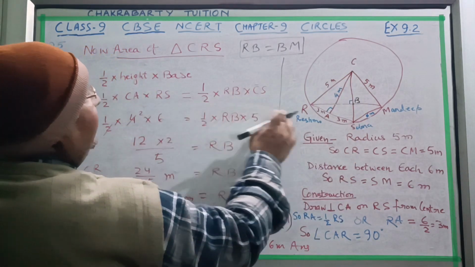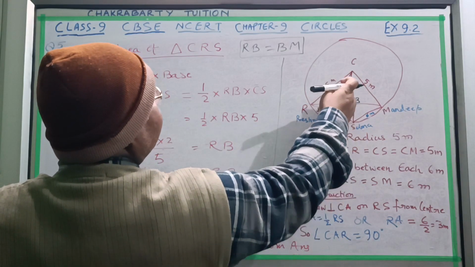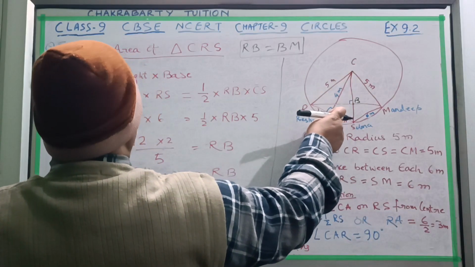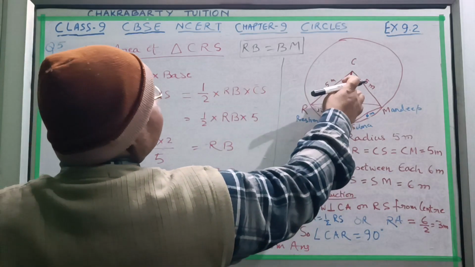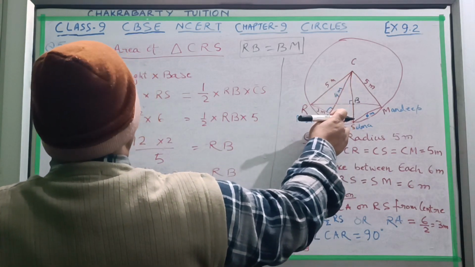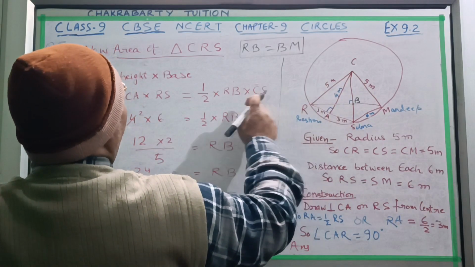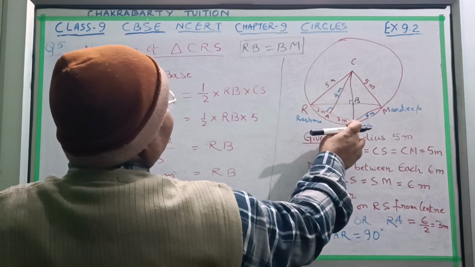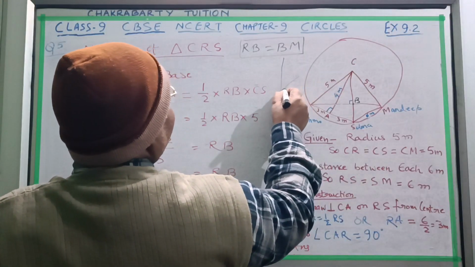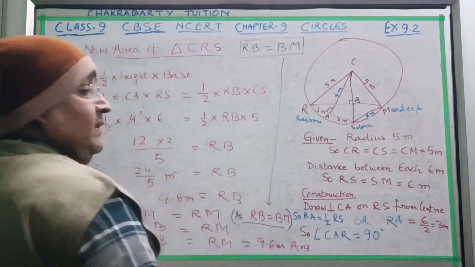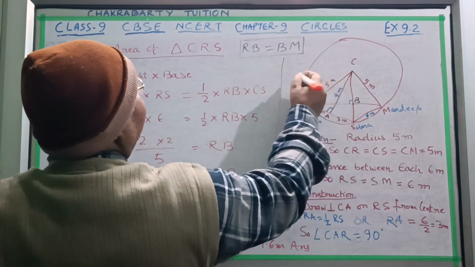And if you take the other side, this side also, the height is RA, so we can say half into CA. Now CA is your height, and RS is your base, because we are talking about this triangle. So here in this CRS we have a triangle like this.